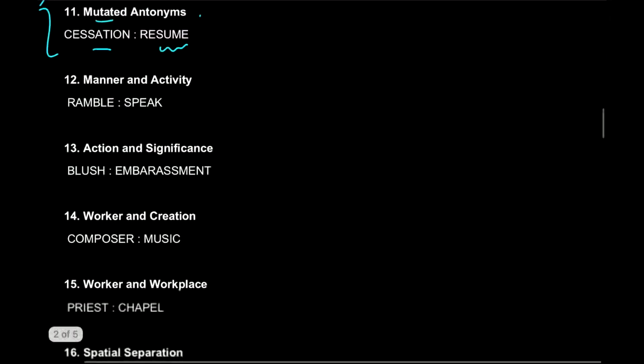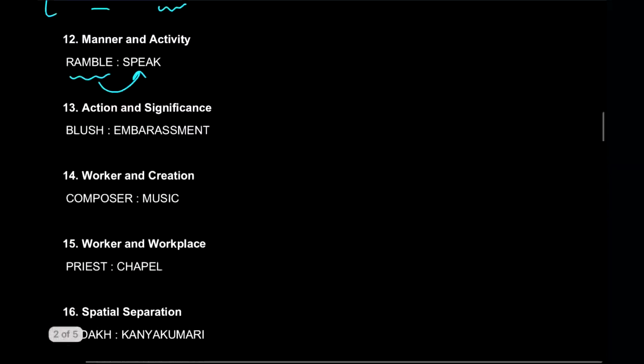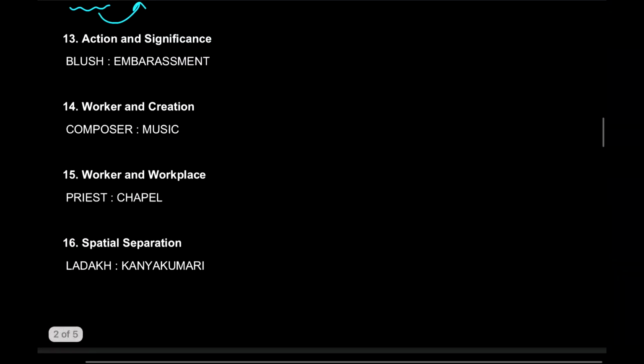Okay. Now let's go to the next category, manner and activity. Now in manner and activity, ramble is speaking in a very incoherent manner. यानी तोड़ फोड़ कर बात करना या फिर बात करते करते किसी और topic पे चले जाना. That is called as ramble. So ramble is a type of speak, a manner of speaking. So this is one category. Then we have another one which is action and significance.